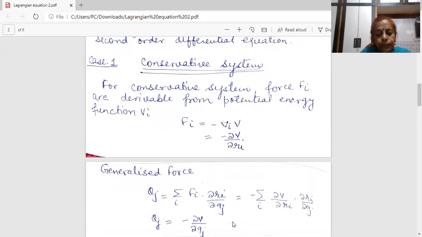Putting this value in generalized force, which was Qj is equal to summation Fi del Ri upon del qj, I got minus del V upon del Ri times del Ri upon del qj. Del Ri here cancels out. So I get the value capital Qj is equal to minus del V upon del qj.